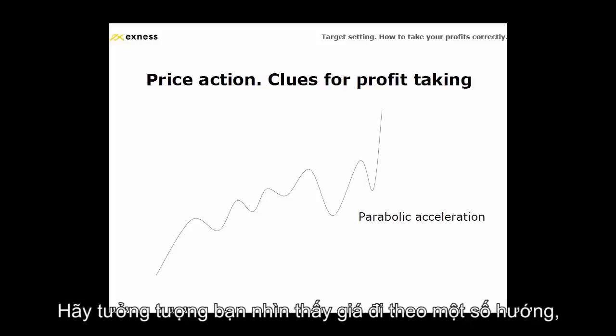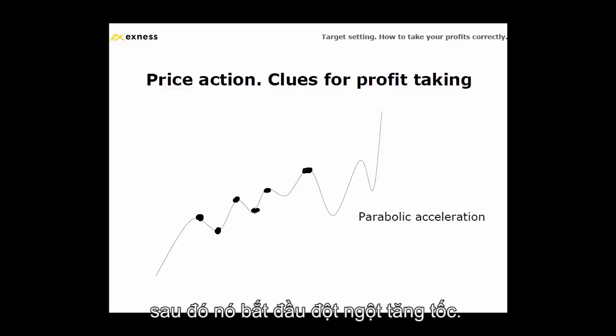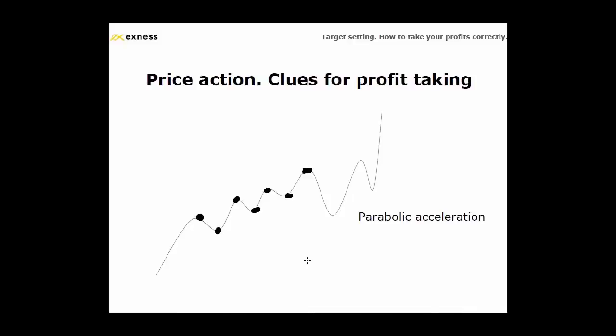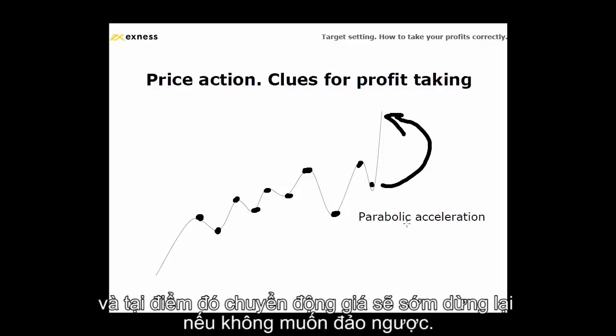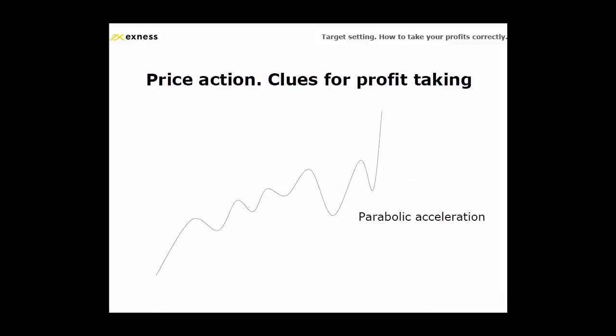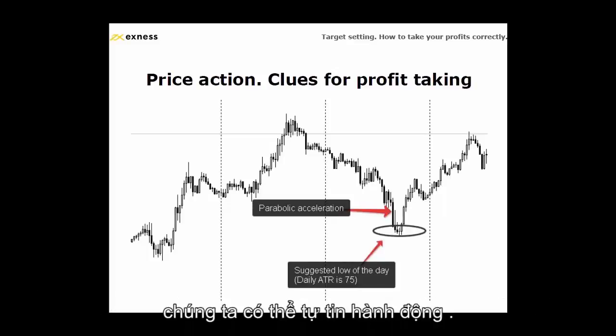Imagine that you see price going in some direction. You see new highs, new lows. Then it starts suddenly to accelerate. It can indicate culminational move, which is about to stop price action soon, if not reverse it. Of course, if you put this pattern in the context of statistical deviation that we're talking about so far, we can achieve more confidence in our actions.